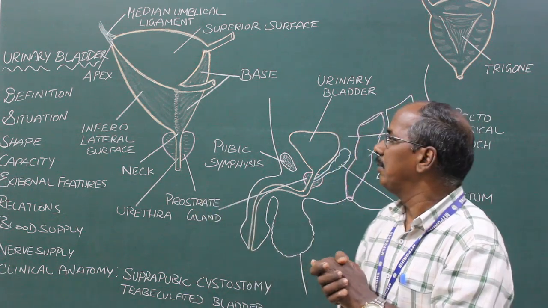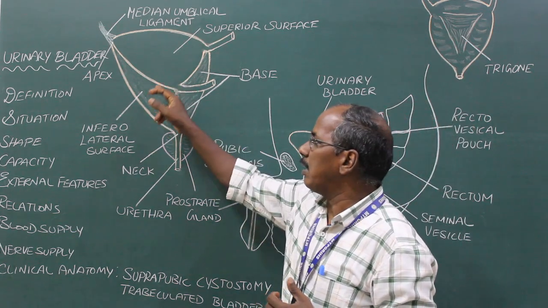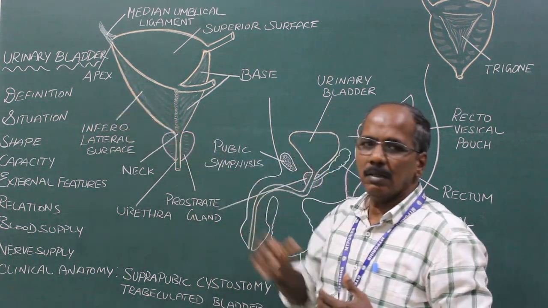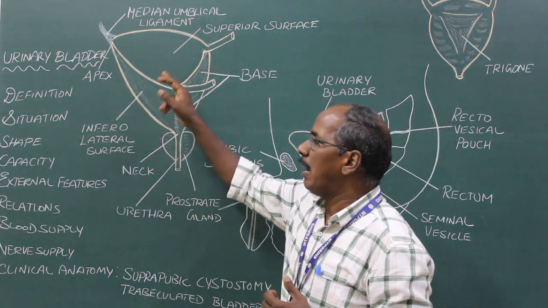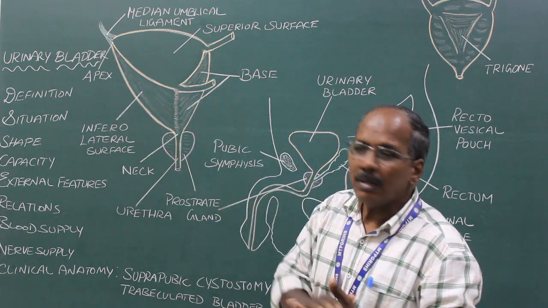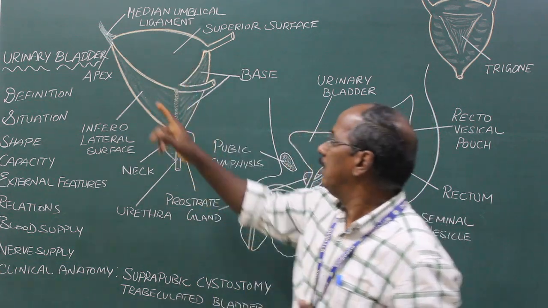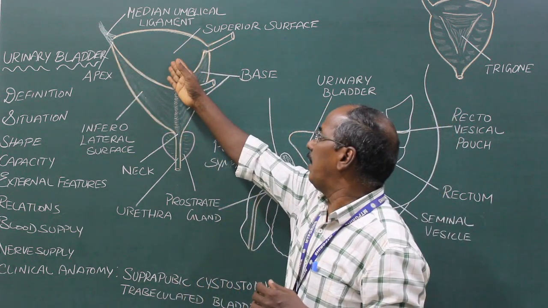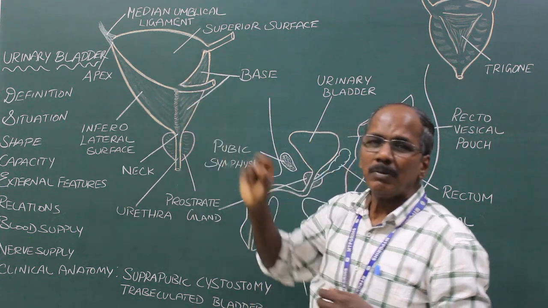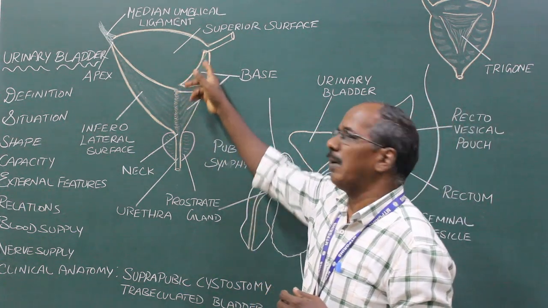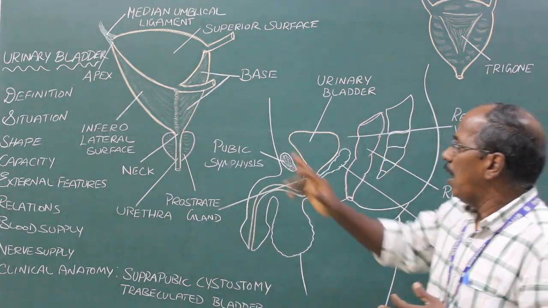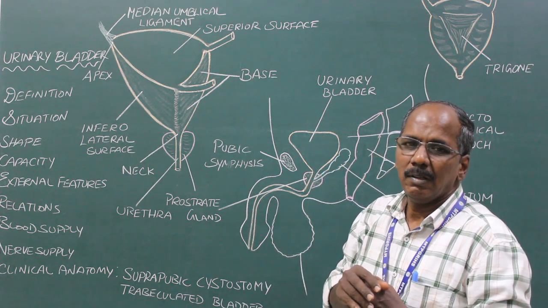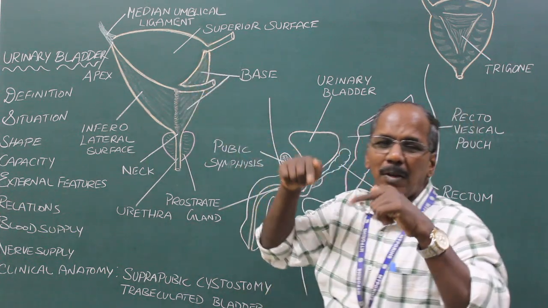Surfaces and borders: the two infrolateral surfaces meet anteriorly at the anterior border. The two infrolateral surfaces are separated from the superior surface by the lateral borders, and the superior surface is separated from the base or posterior surface by the posterior border. At the superolateral angle of the urinary bladder, it is pierced by the right and left ureters.